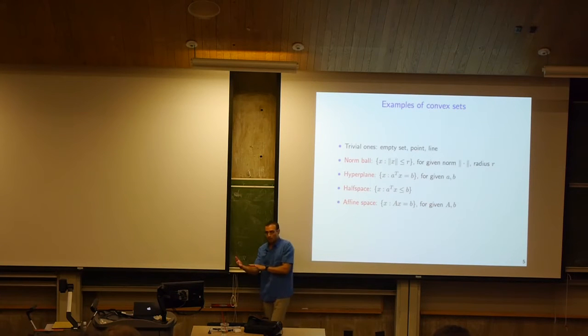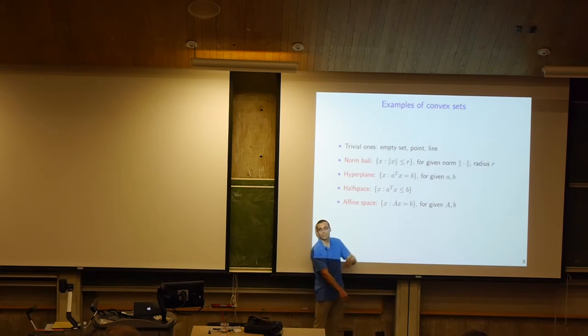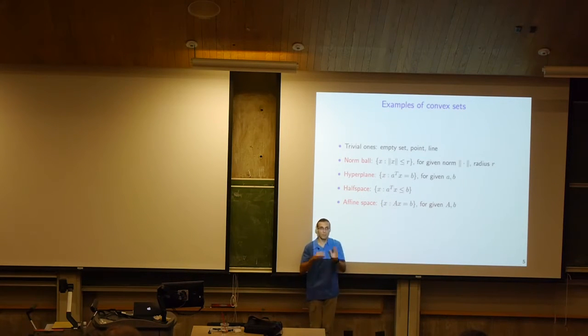This is everything that lies basically on a hyperplane and to one side. So it's the set of all x that satisfy a single linear inequality, right? A transpose x is less than or equal to B. Here A and B are fixed. A is a vector, B is a number, but they're just fixed, right? The set is defined in terms of x.